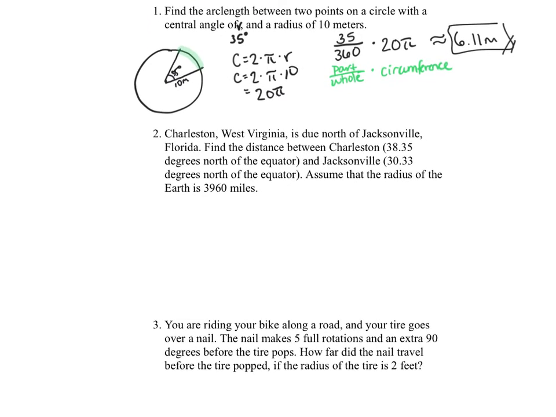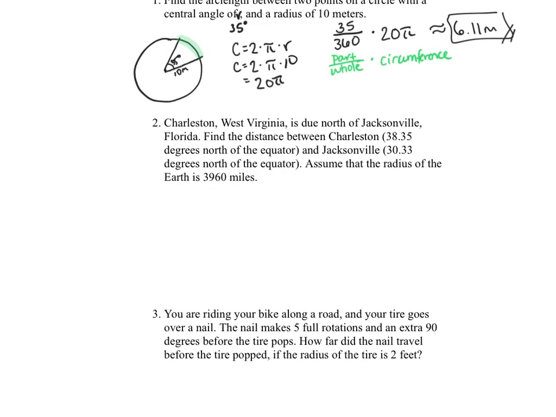Oh, I did not leave myself a ton of space. Okay, so if we were to draw a picture, that's my very oblong Earth. We're going to say this right here is the equator. That's the line that cuts it in half. And we're going to say, if this is the center, I'm going to say that Jacksonville is right here. And we know that Charleston is due north, so it's going to be above it, about right here. And we know that the radius of the Earth is 3,960 miles.